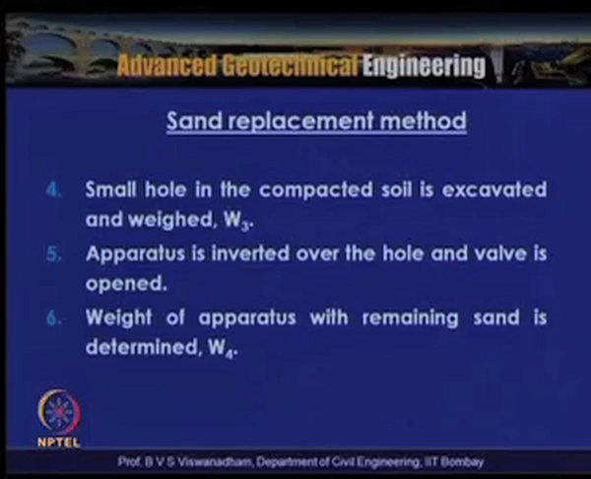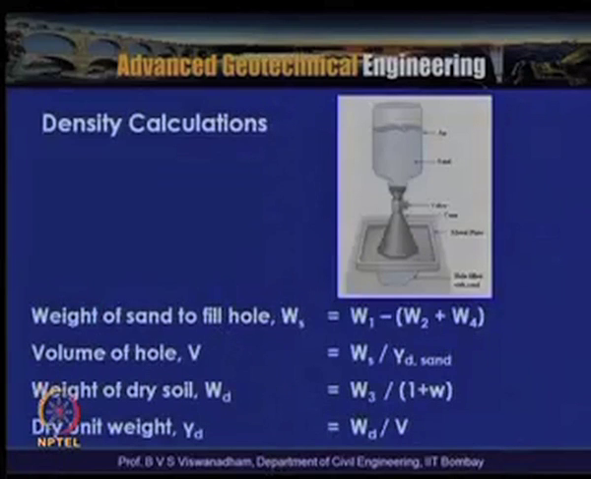The apparatus is inverted over the hole and the valve is opened. So we release the sand into the portion where the compacted soil has been removed. The weight of the apparatus with the remaining sand is determined, and that is W4. The weight of the sand to fill the hole can be obtained as W1 minus (W2 plus W4), and the volume of the hole can be obtained as the weight of the sand divided by gamma d of the sand.